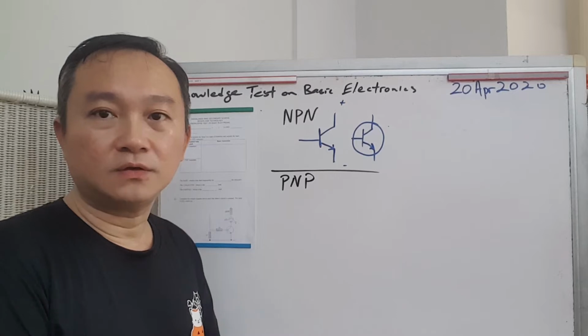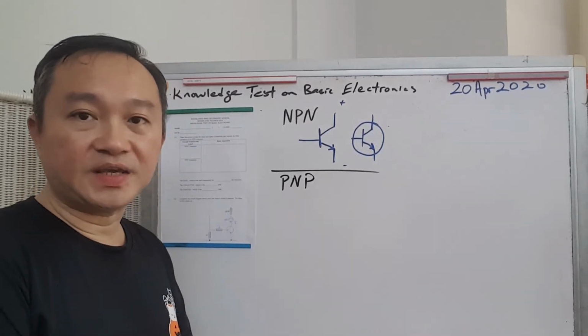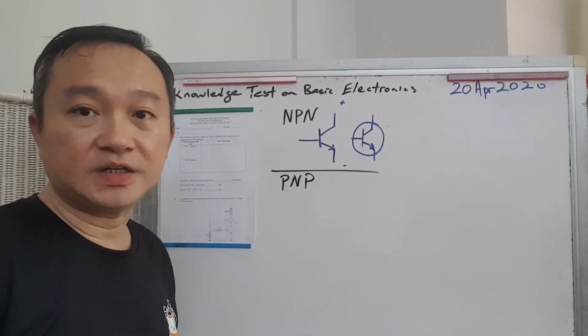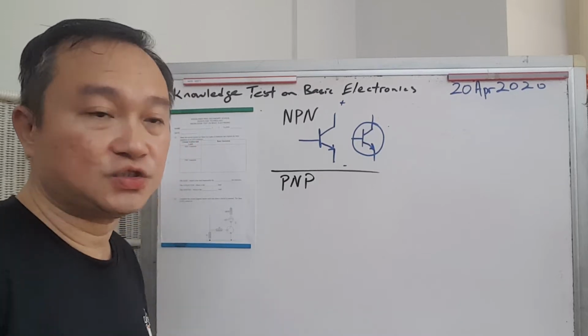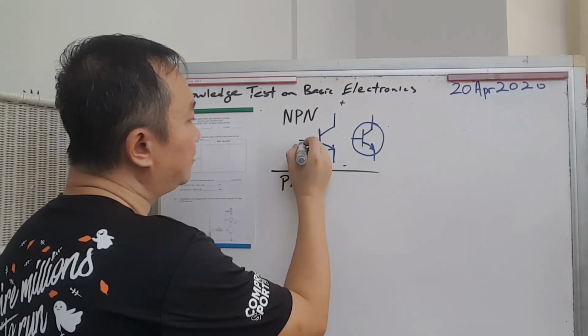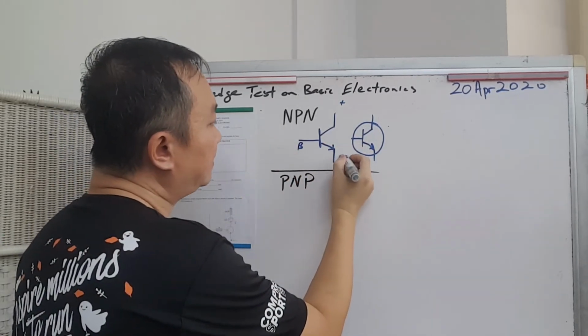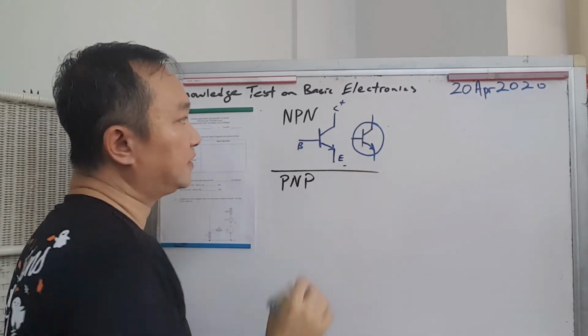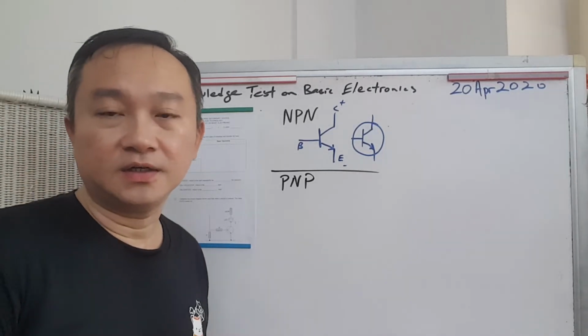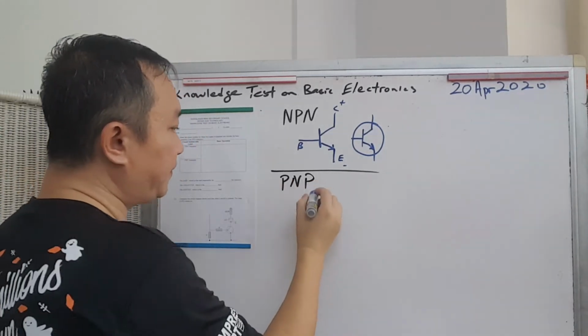So before we move on to drawing the circuit symbol for PNP transistor, it is important that you label the leg positions. For example, B for base of the transistor, this is your emitter, and this is your collector leg or pin of the transistor. So let's move on to PNP.